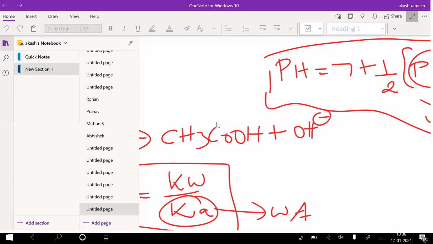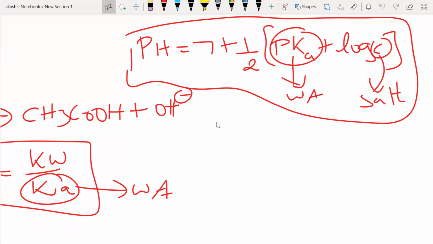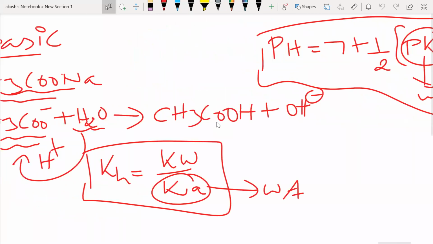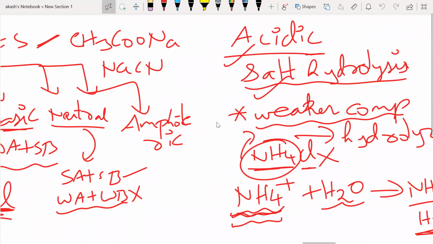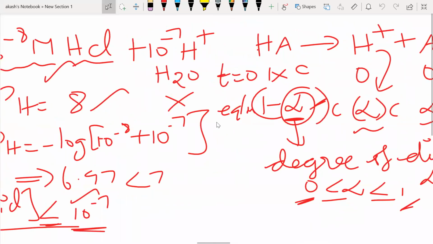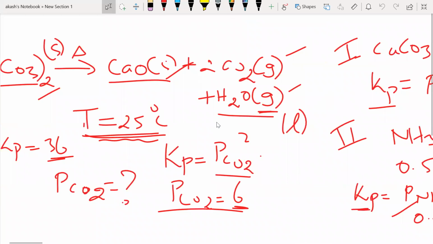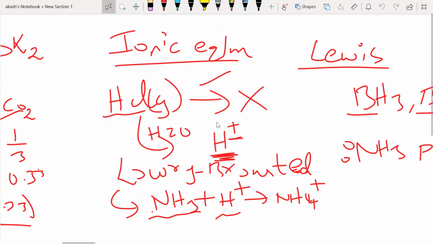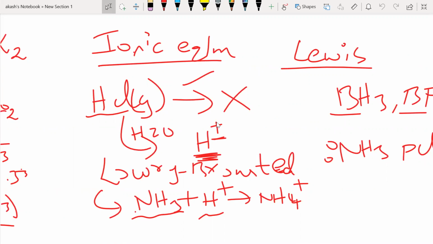So yes, people, we have been seeing ionic equilibrium, right? We started with different theories of acids and bases: Lewis theory, Lowry-Bronsted theory, and Arrhenius theory. Arrhenius theory is the most common, with H plus and OH minus.